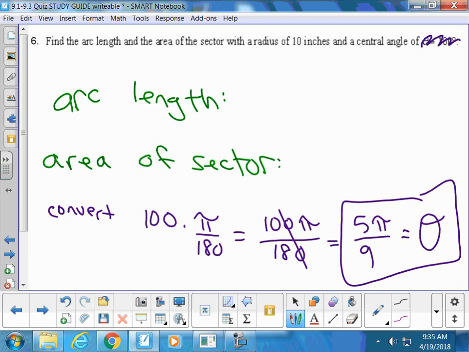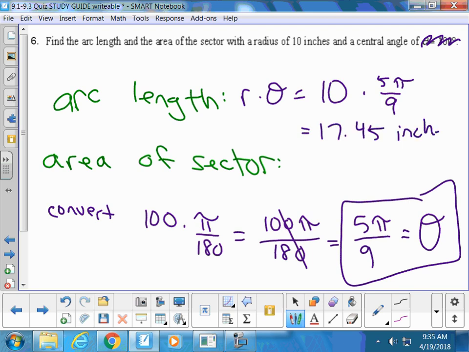Gotcha? All right, so arc length, I have the formula up on the board right now. It's r times theta, where r is the radius, 10, and theta is the measurement of the angle in radians, so 5 pi over 9. Let's go ahead and type that in. It's going to be a yucky decimal, but that's okay. Ten times 5 pi over 9. Did you get 17.45? Check me on that. And that would be in inches, because that's what our length measurement is.